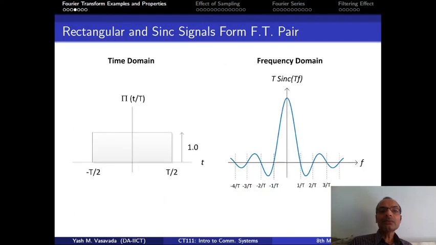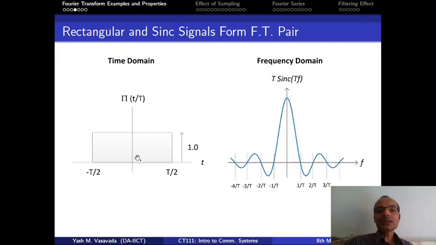Now we have been looking at several Fourier transform pairs. Remember, we started out with the exponential function, then we considered a sinusoidal function, and so on. Now we have one more such pair which we can add to our repertoire, in the list of Fourier transform pairs that we have so far understood. In the time domain, if I have a signal which looks like a rectangular pulse, in the frequency domain I'm going to get this SINC function.